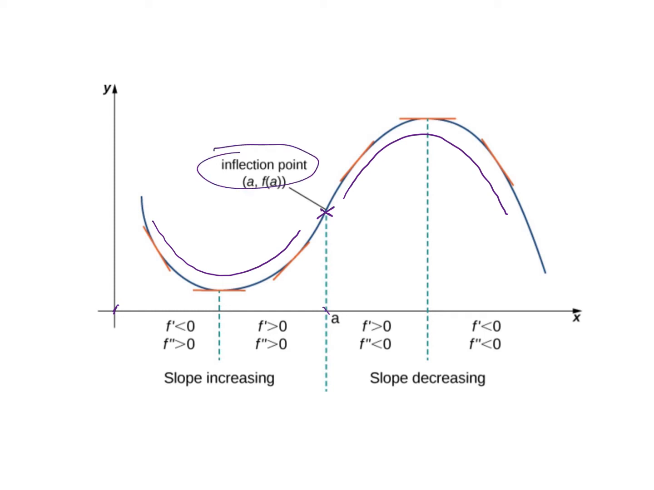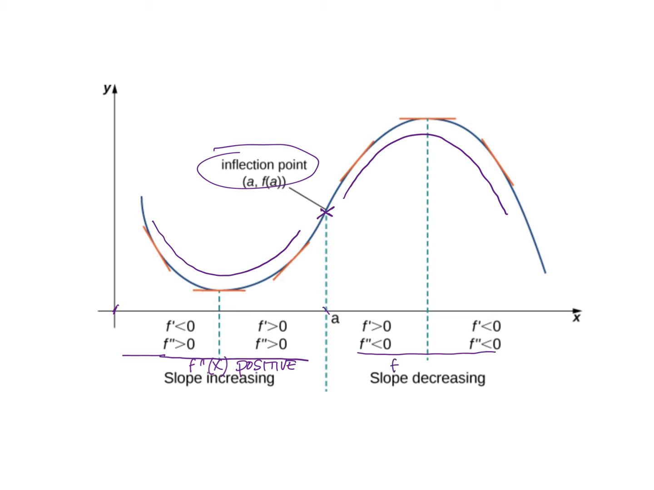Over the interval from 0 to A, since it's concave up, we know that f double prime is greater than 0 over that entire interval, which means that f double prime of x is going to be positive over that entire interval. And then in the interval from A on, we have concave down, so that means f double prime is going to be less than 0.